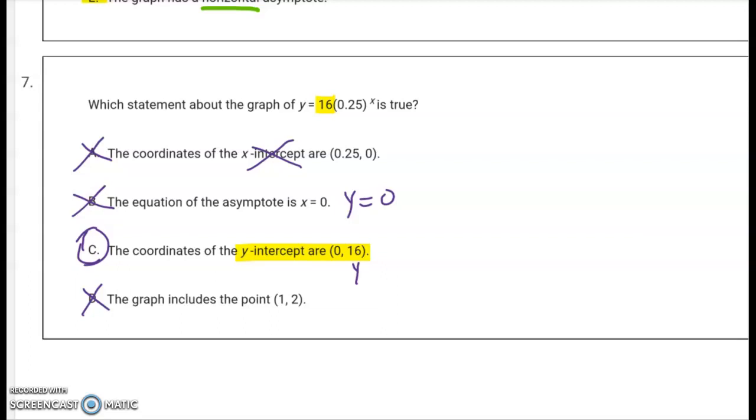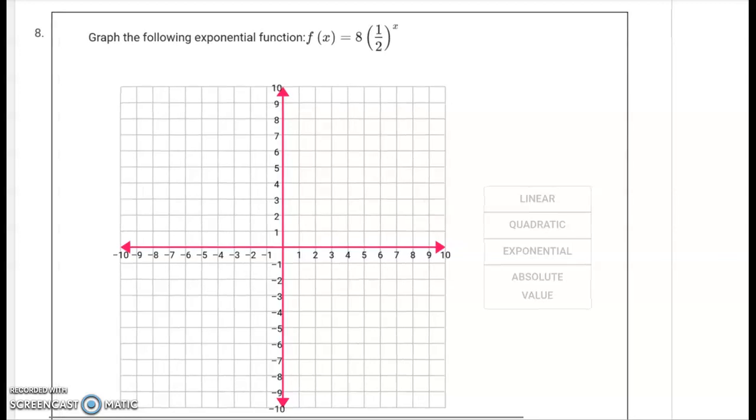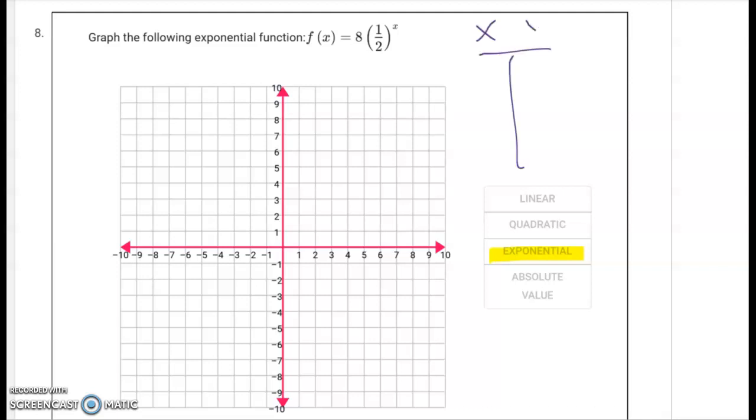Let's go ahead and look at number 8. We're finally getting into graphing. So let's talk about how to graph by hand, and then I'll show you how to do it on the calculator, okay? First things first is when you get in there, you need to select the correct type of equation. These are exponential functions, so make sure to select the right one. And let's make a table before we graph it.